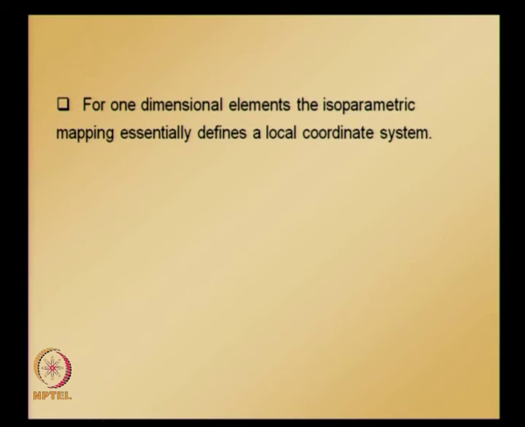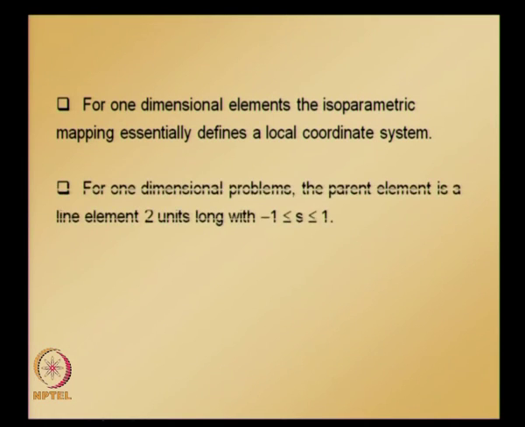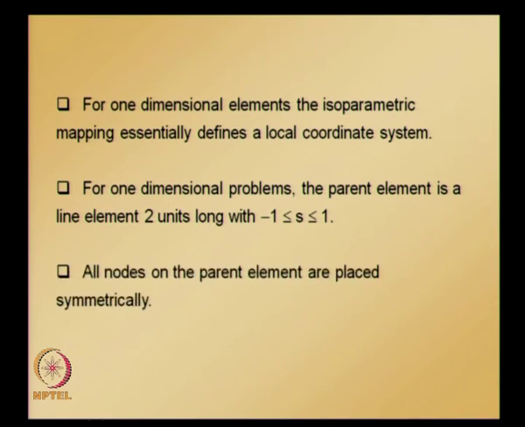For one dimensional elements, isoparametric mapping essentially defines a local coordinate system. For one dimensional problems, the parent element is a line element of length 2 units with s going from -1 to 1. And also all the nodes on the parent element are placed symmetrically.